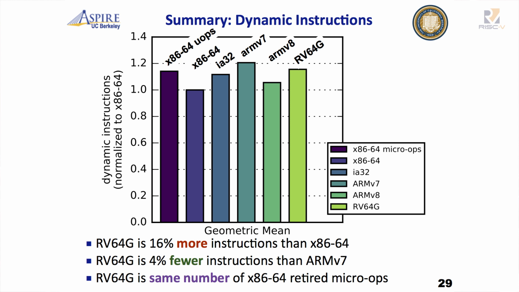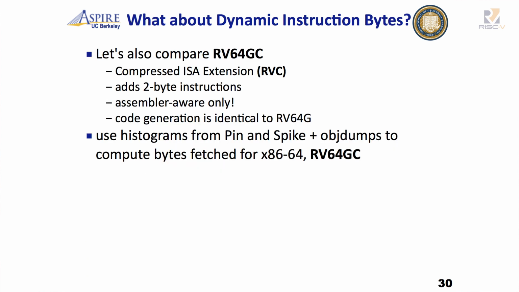And I'm going to come back to ARMv7 or to ARMv8 later. Don't worry, we'll take care of them too. So let's look at the dynamic instruction byte counts. Now we can add in the compressed ISA. It's the same code generation, same performance, just we can add in some 2-byte instructions as well.